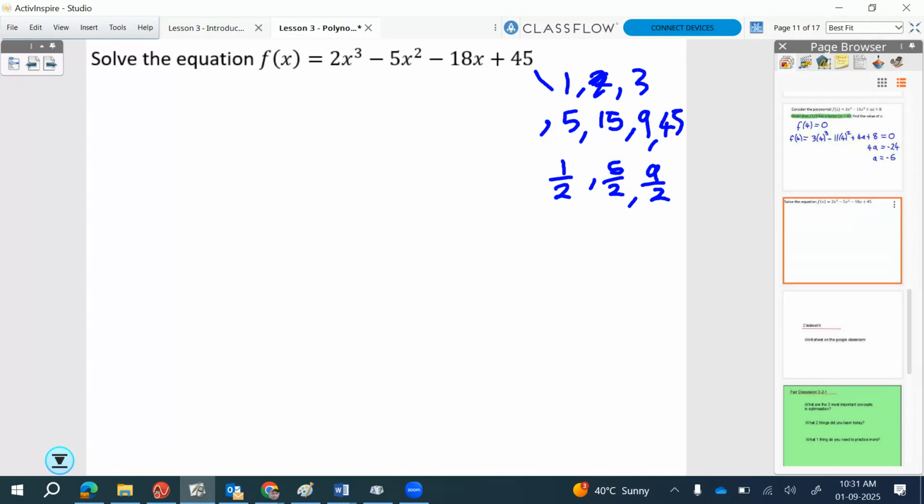We are math students, so we are smart. We will use the easiest one first until we find one that works. Next up we are going to use the factor theorem because we want it to be a factor. The factor theorem tells us that if f of a is equal to 0, it also implies that x minus a is a factor. Let's go back to the factor theorem.